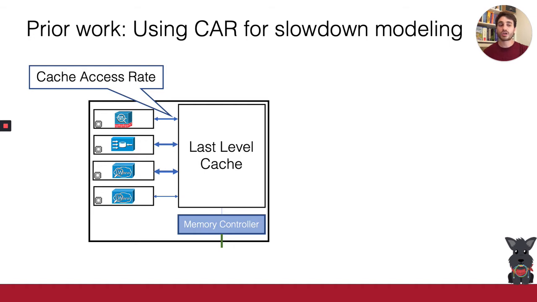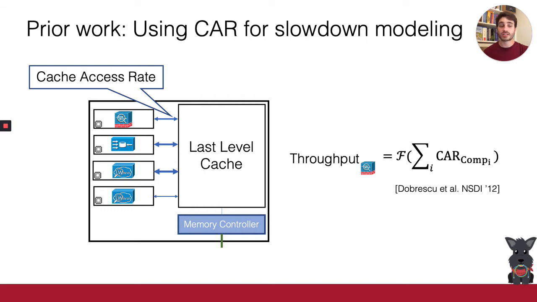Indeed, prior work showed that performance degradation in NFV stems from contention in the last level cache, and models the target throughput drop as a function of the aggregate cache access rate of its competitors. Specifically, performance is a function of the rate at which the competitors will be accessing the shared last level cache and evicting target data to DRAM.